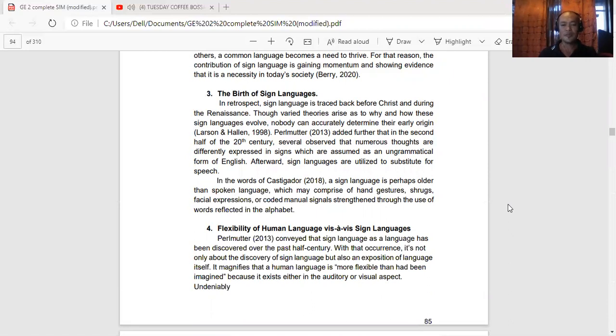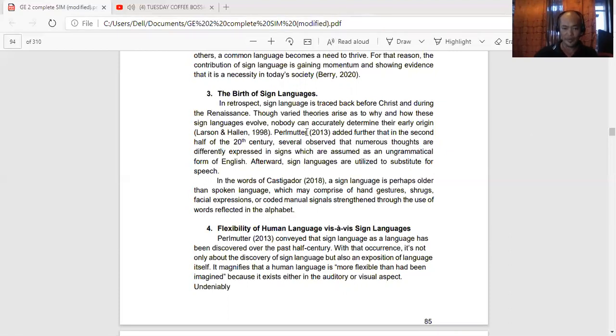Perlmutter of 2013 added further that in the second half of the 20th century, several observed that numerous thoughts are differently expressed in signs, which are assumed as an ungrammatical form of English. Afterward, sign languages are utilized to substitute for speech. So in the words of Castigador in 2018, a sign language is perhaps older than spoken language, which may comprise hand gestures, shrugs, facial expressions, or coded manual signals, strengthened through the use of words reflected in the alphabet.